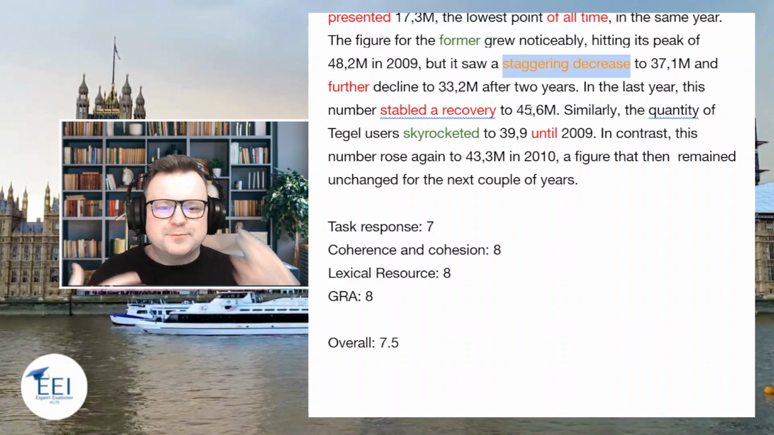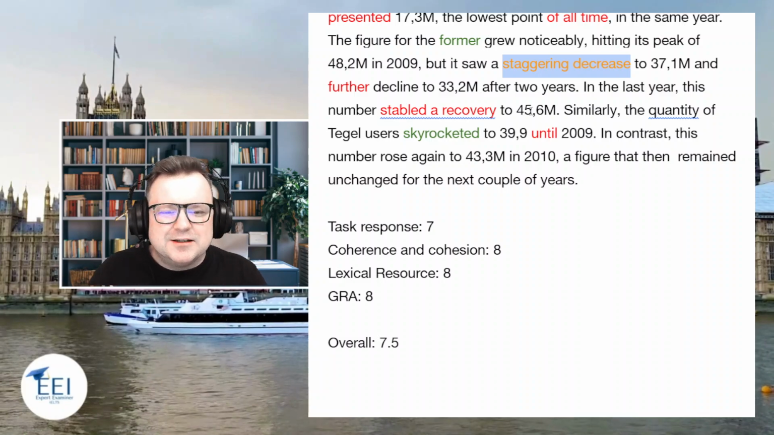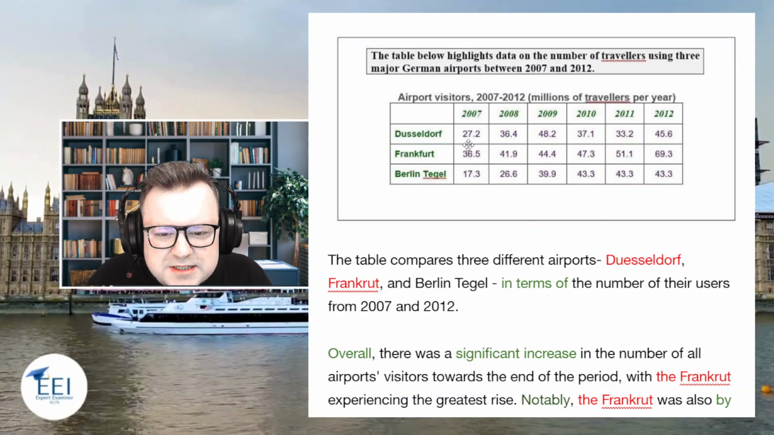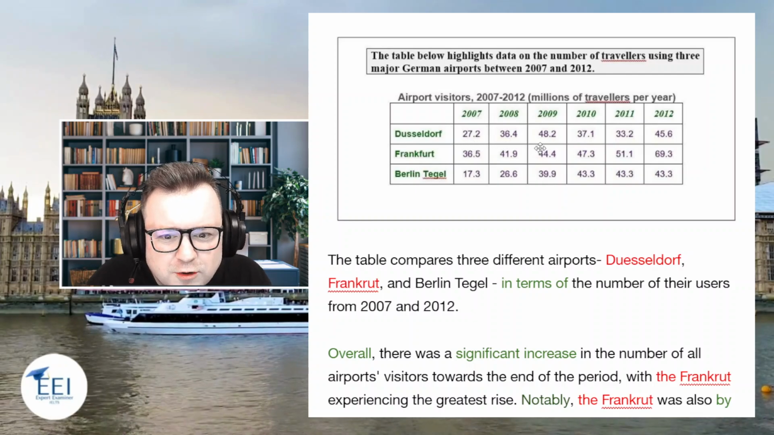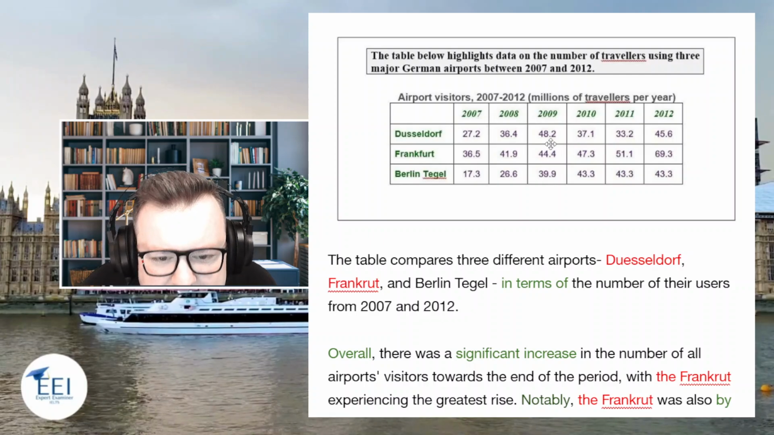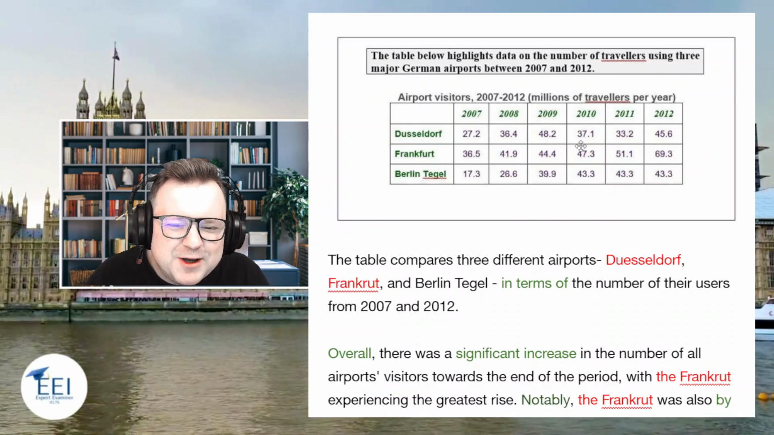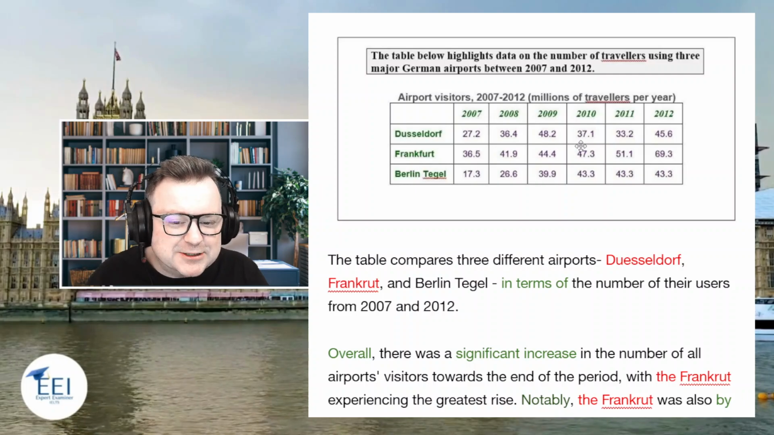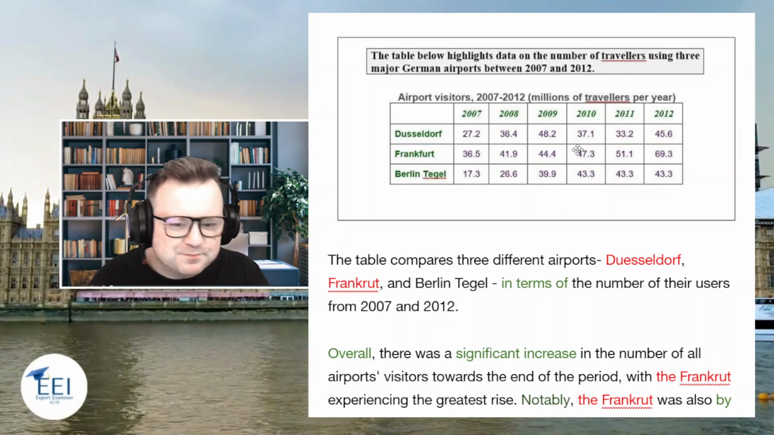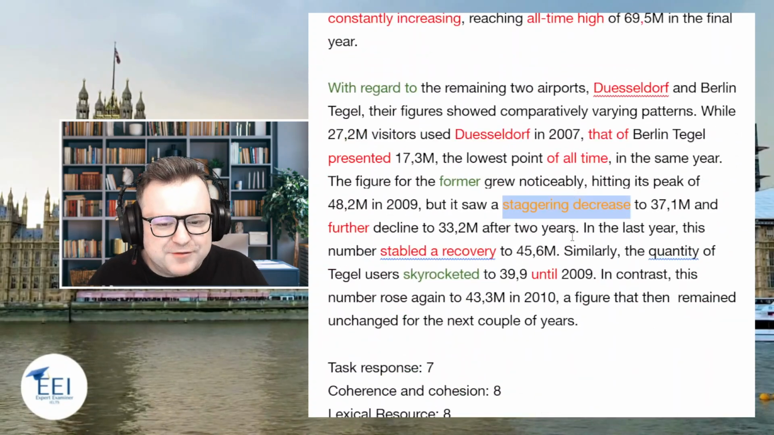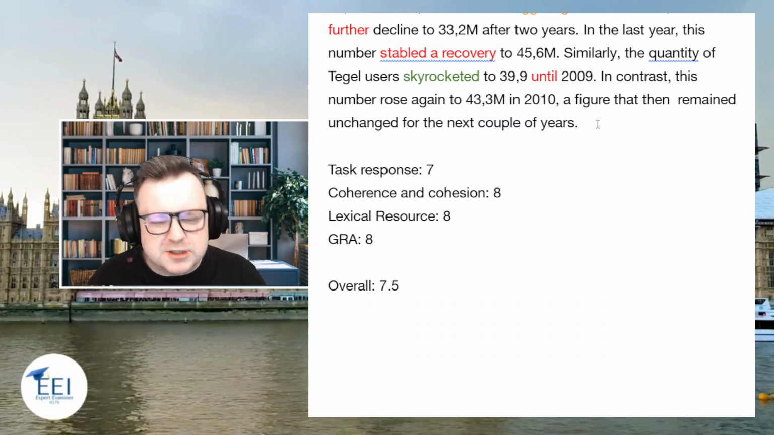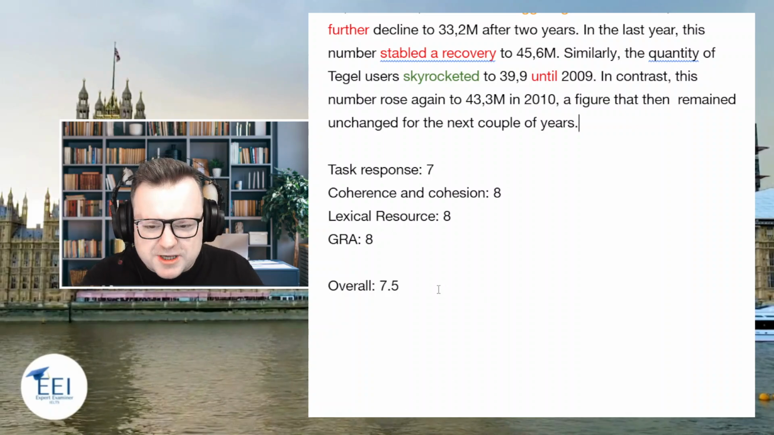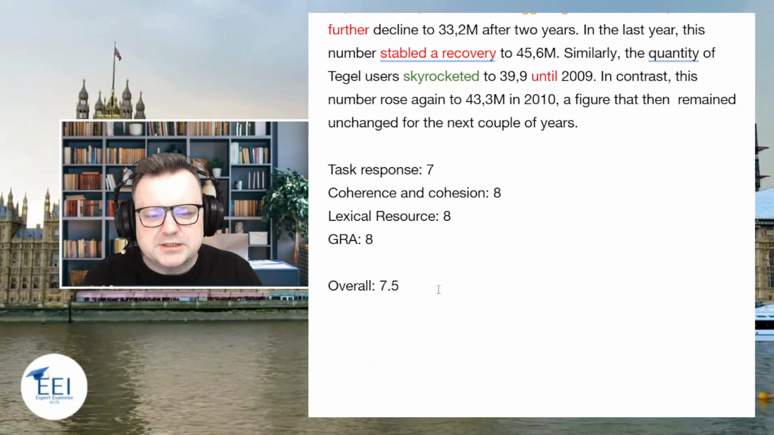I know there is a subjective element to it, but for me, let's just look at the data again. Dusseldorf 27.2, 36.4, 48.2, and then going back down to 37.1, it's not a staggering decrease. Going down to like 20 million, that would be a staggering decrease, but this is a meaningful drop. So great that you have this lexical resource, but just be careful with how you use it. Make sure that you're using it more precisely. But okay. Enough from me. Overall 7.5. Very, very, very good piece of writing.